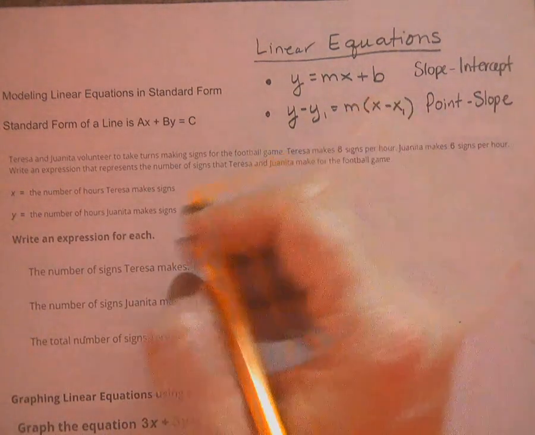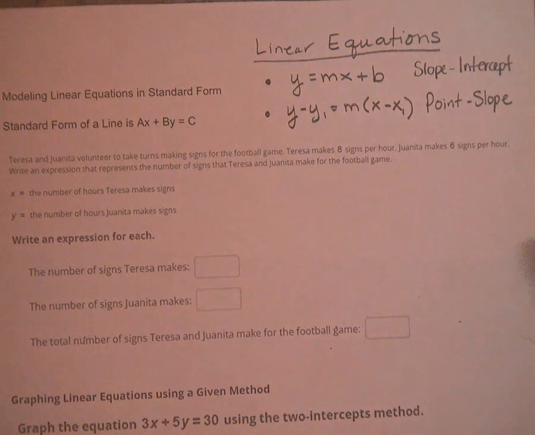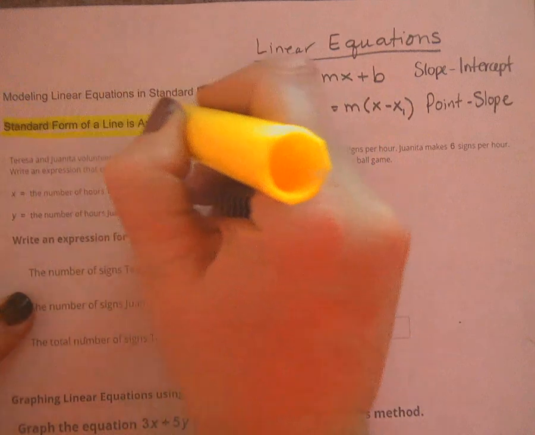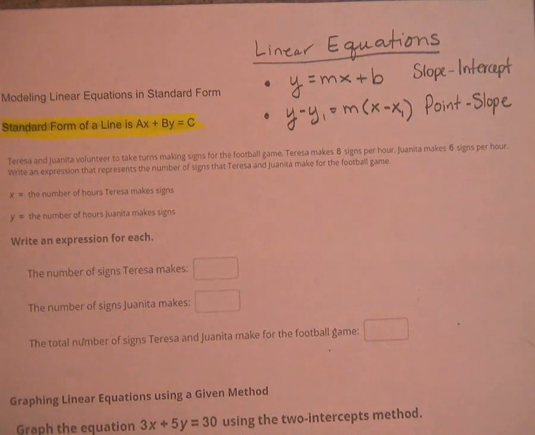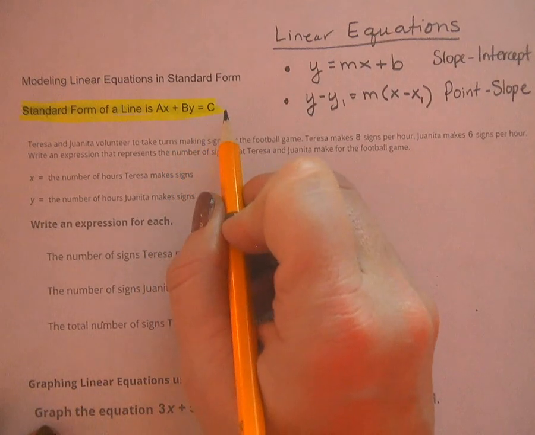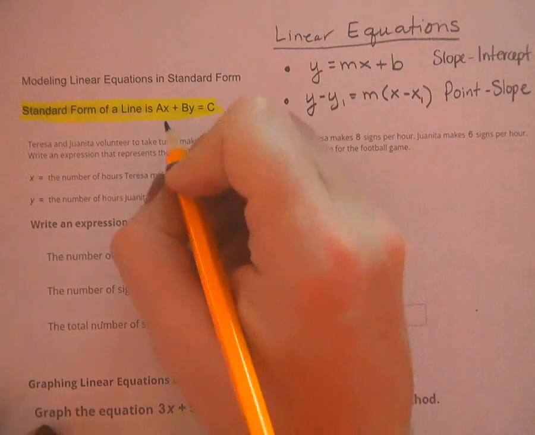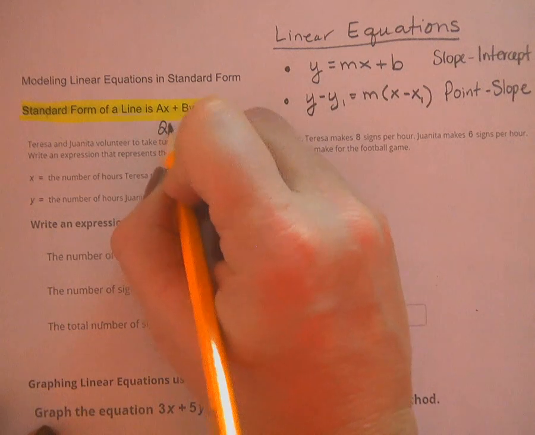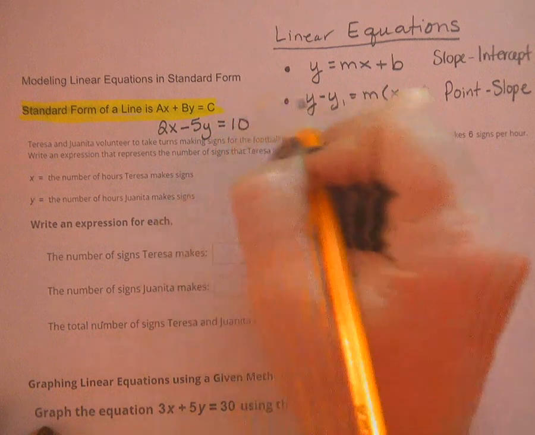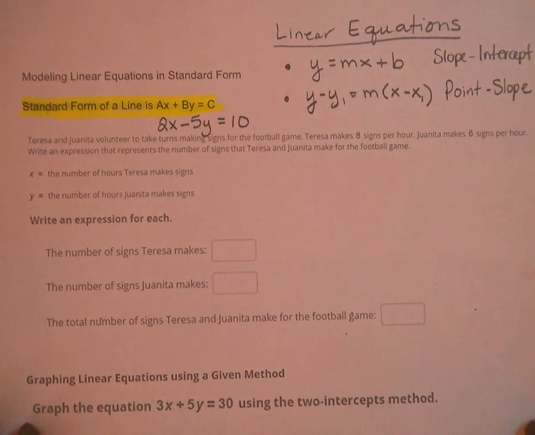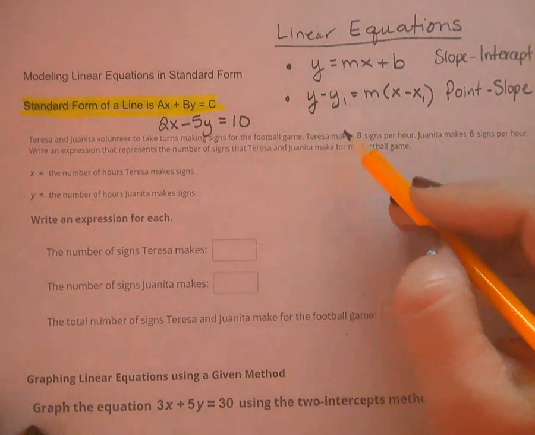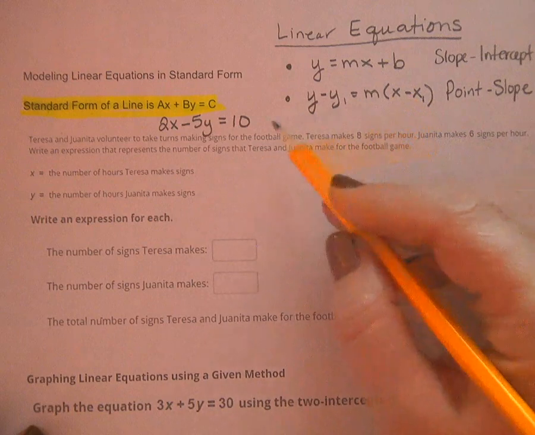And the last one is over here. It's called standard form. Standard form of a line is when the equation looks like ax plus by equals c. So as an example, it might look like this: 2x minus 5y equals 10. That's called standard form.